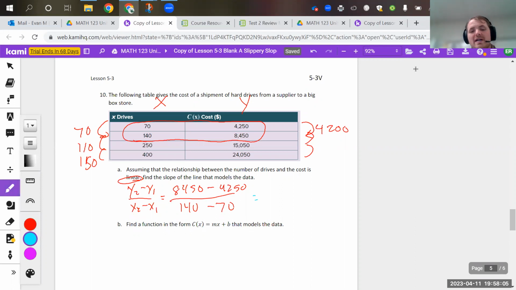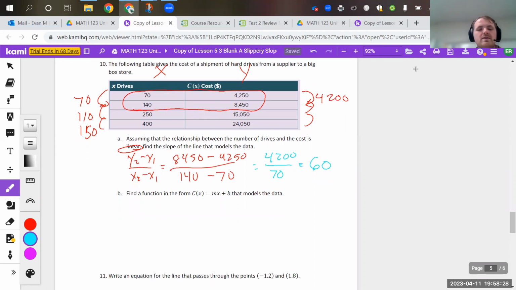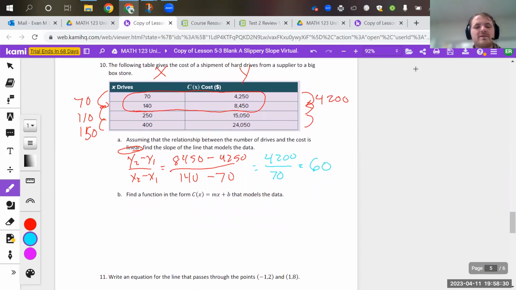So when you subtract those, you get 4,200 on top and 70 on bottom, which I believe gives you a final answer of 60. So your job is to try to figure out the slope-intercept form. So I'm just going to write y equals 60x plus b. And again, you can use whatever point you want.